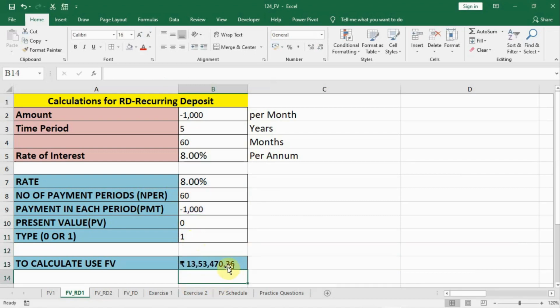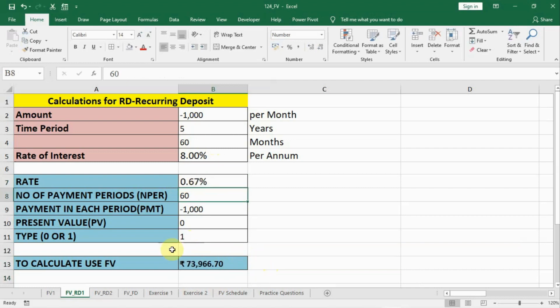Our answer is 13,53,000. It seems to be quite big, so there must be a mistake that we made here. The rate is not 8%. 8% is the annual interest rate, but when we are calculating it on a monthly basis, we have to divide it by 12. So here we have to make a little change. We have to make it equal to, and divide by 12.